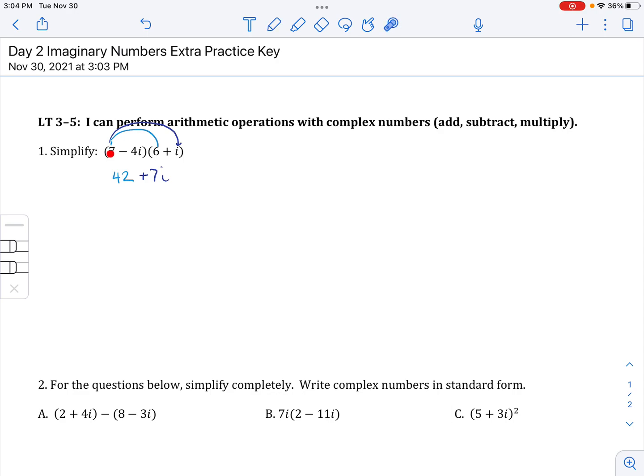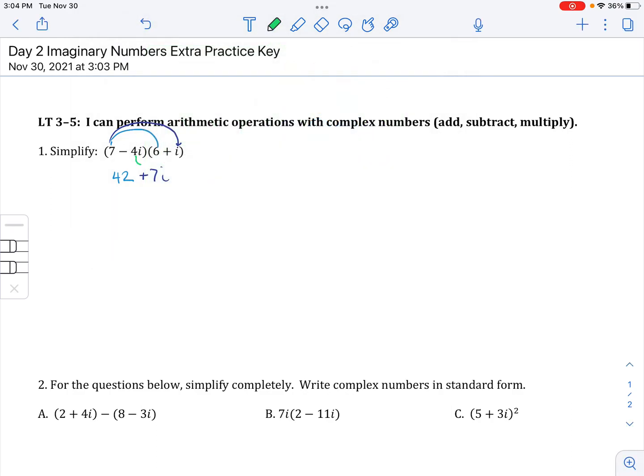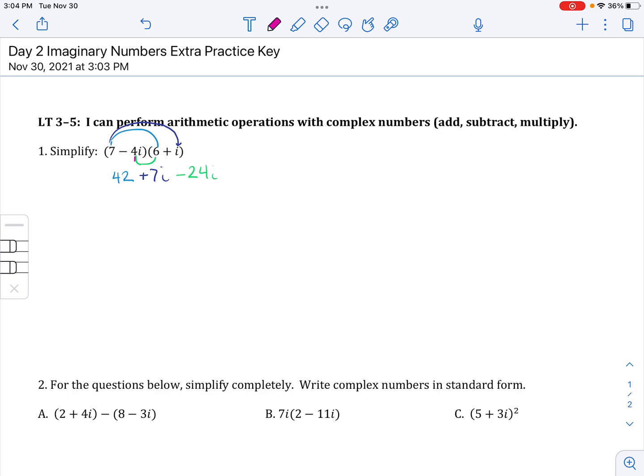Since there's nothing else for 7 to multiply through with, I'm going to move on to negative 4i. So negative 4i multiplied by 6: negative 4 times 6 is negative 24 with the i. Now I'll multiply the last thing, which is negative 4i times i. What I'm really multiplying is this negative 4 by this positive 1. So negative 4 times 1 is negative 4, and I had an i times another i, which is i squared.